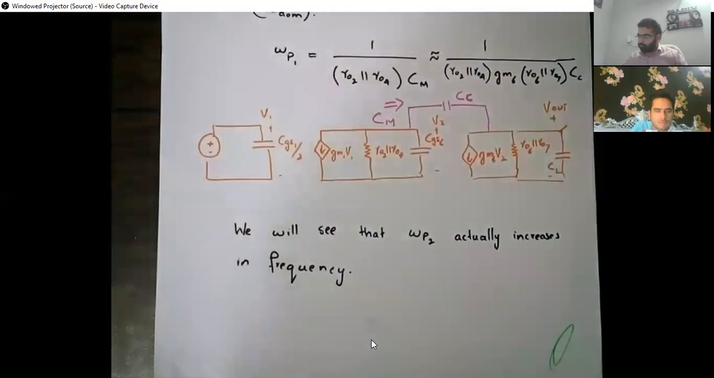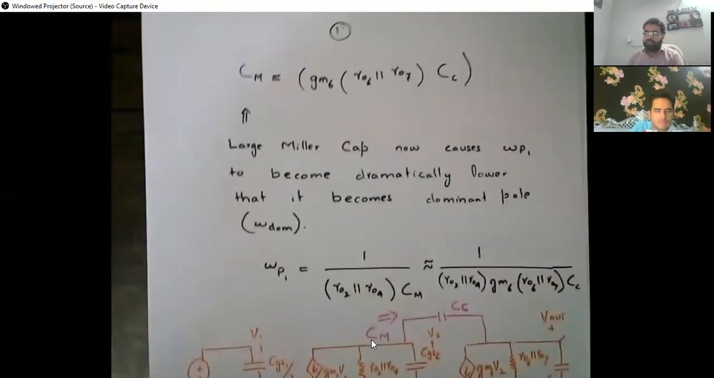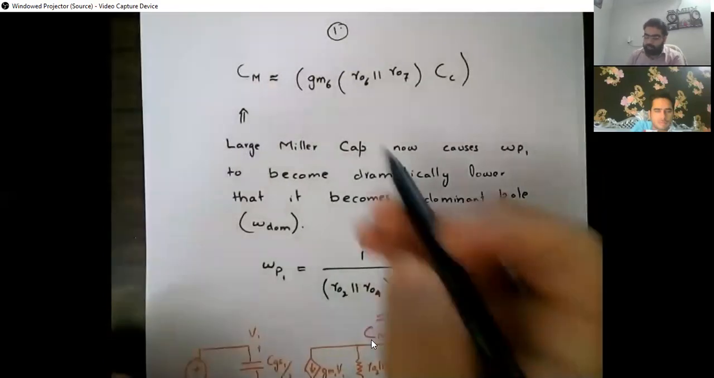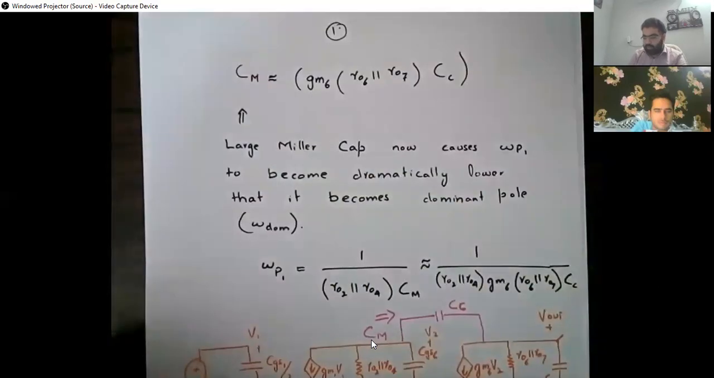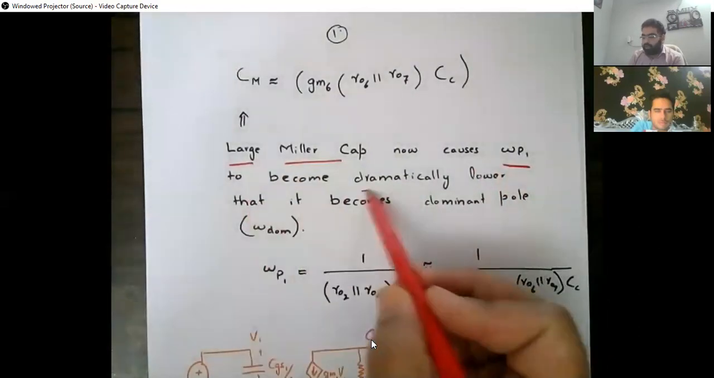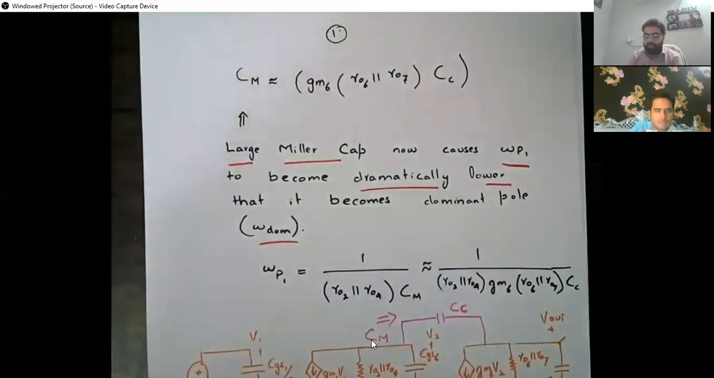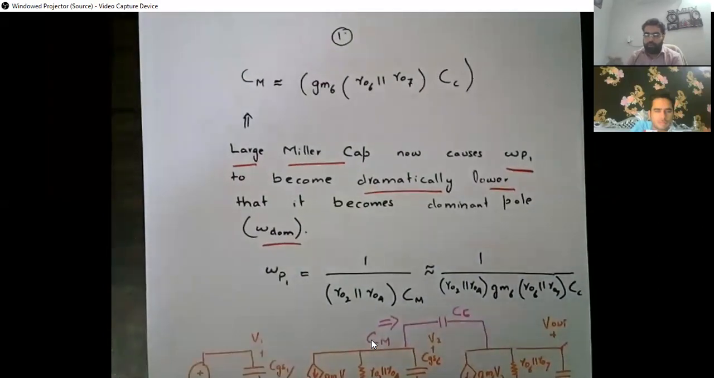So if we start today's lecture, we reach this point that Cm for us is gm6 ro6 in parallel with ro7 times Cc. Now this large Miller capacitance causes omega p1 to become dramatically lower, so it becomes a dominant pole, because something going to the left-hand side becomes the dominant pole. It's going to decide the bandwidth. The dominant pole is the one which decides the bandwidth for us.